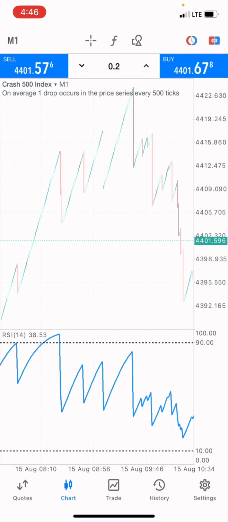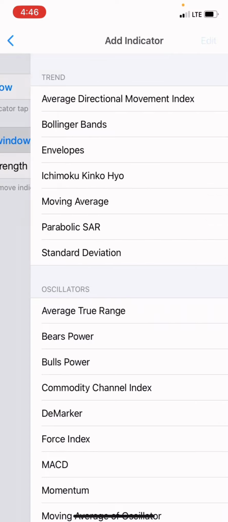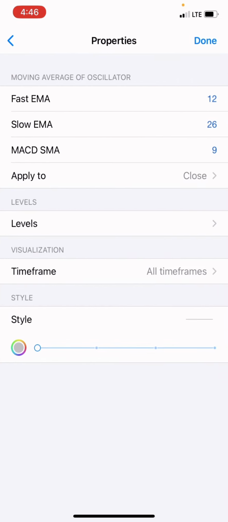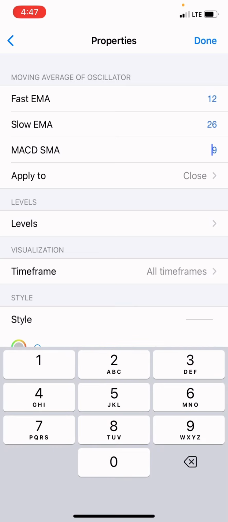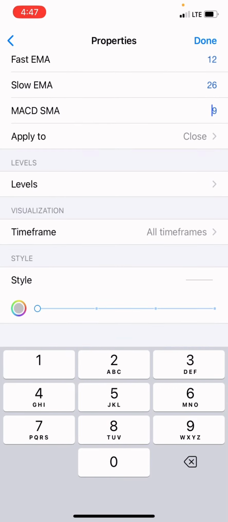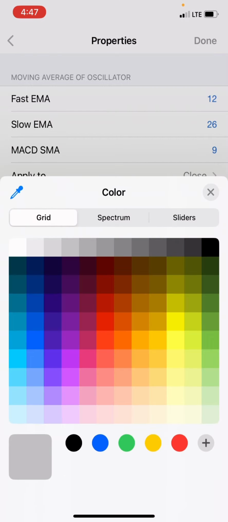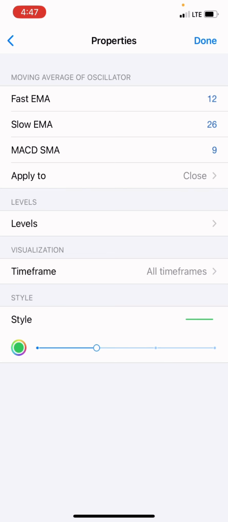Now we're going to set the moving average of oscillator on indicator window 1. We're going to leave it at default, but the only thing we're going to change is the style. The first EMA is going to be 12, the second one 26, and 9. Apply it to close. Then for the style, put it on 2 pixel and use green color. After that, you click on done.